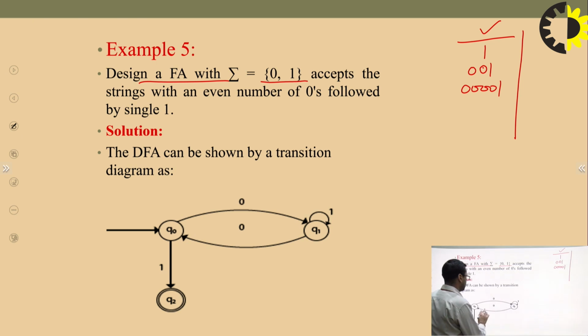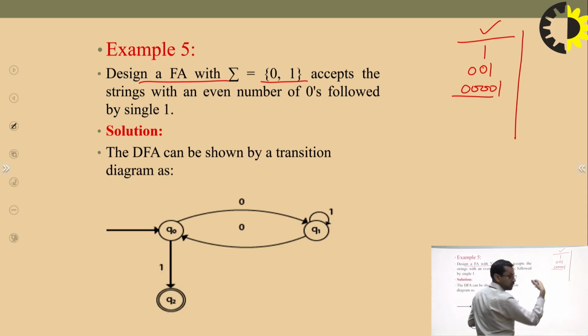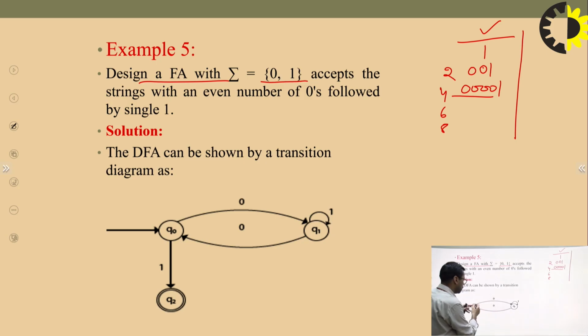So we will try. If there are no zeros, then it should be the final state after applying the 1. When 2 zeros, 0 0 and 1. When we have 4 times 0, that is even. Here 2 zeros, here 4 zeros, 6, 8, such type of zeros. When we have 4 times 0, 1 2 3 4, then 1, so that it is the final state. It is the intermediate state.